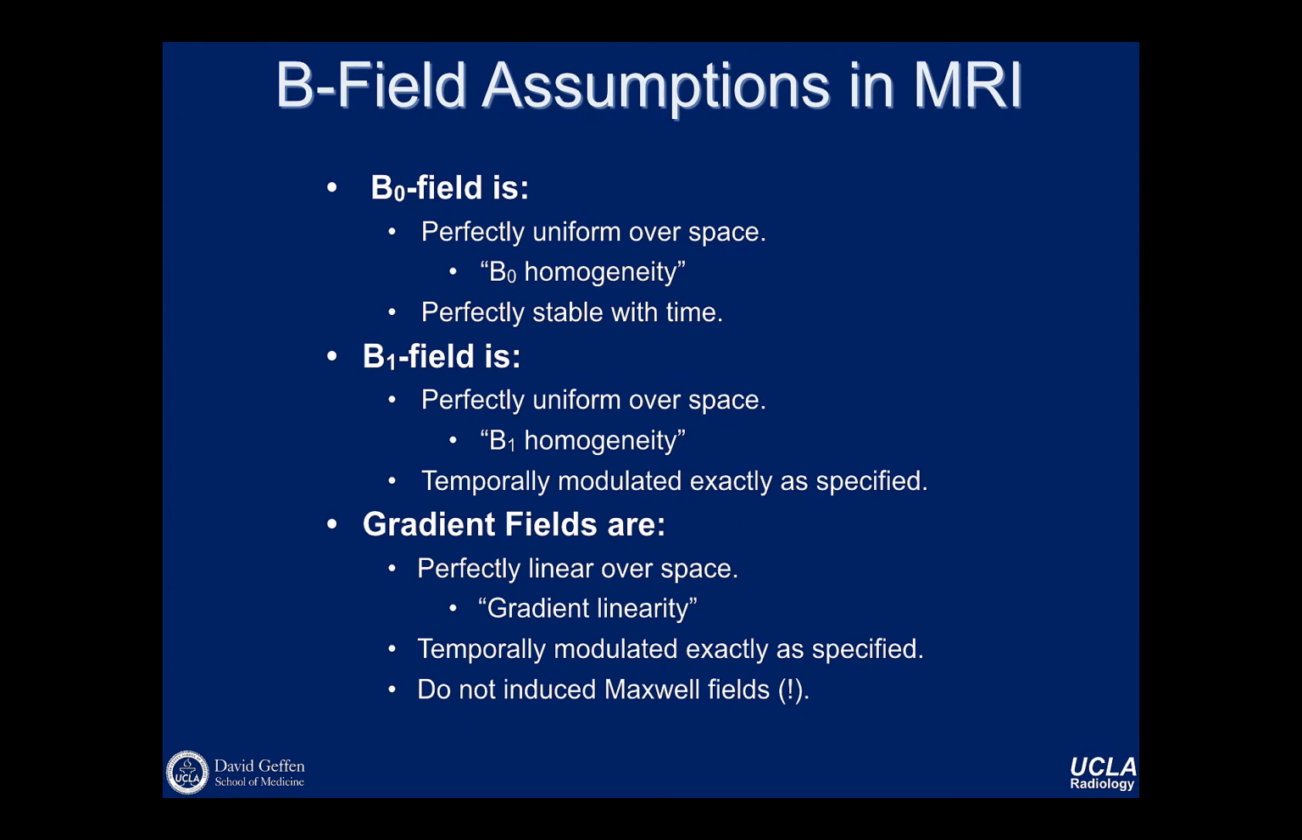That's very different from the B1 field, right? B1, we also want to be perfectly uniform over space. We refer to that as B1 homogeneity. We want to get the same amplitude of the B1 field. And we assume it's temporally modulated exactly as we specify. So in your homework assignment, you're hopefully appreciating the importance of frequency and of the magnitude. What happens to our flip angle if our B1 field is not homogeneous?